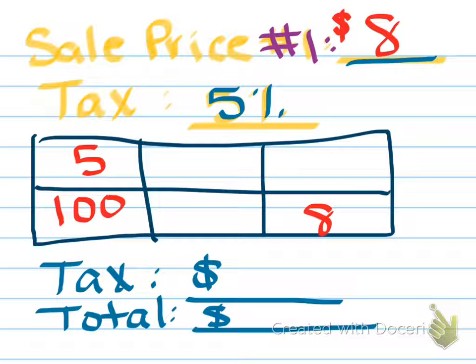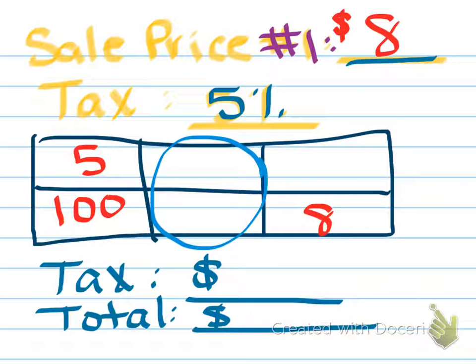So 8 goes on the bottom. And then I'm trying to figure out what that 5% is going to be, so that's the part that we're looking for. So there is not a direct way to go from 100 to 8. So I'm going to need my middleman, my plankton, who's a little fat in this picture.